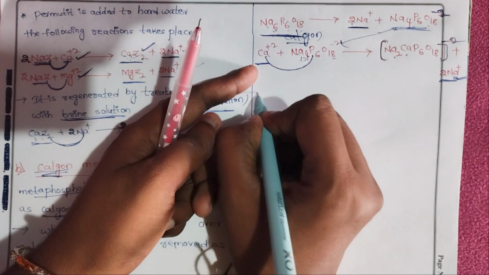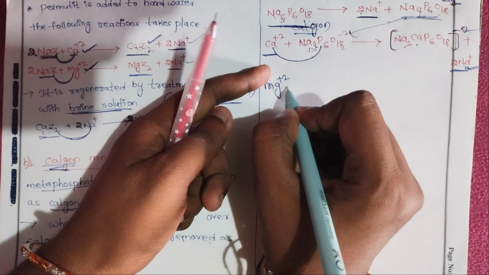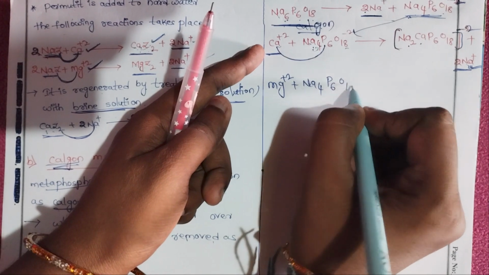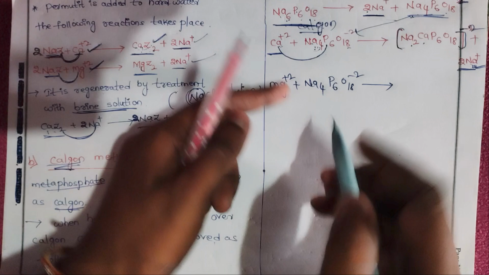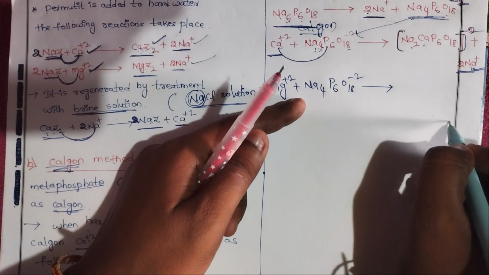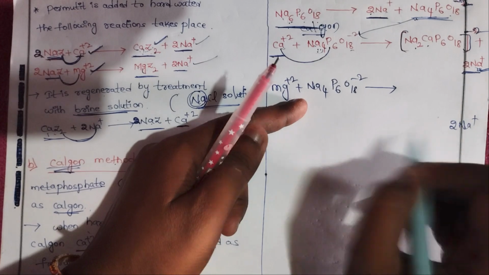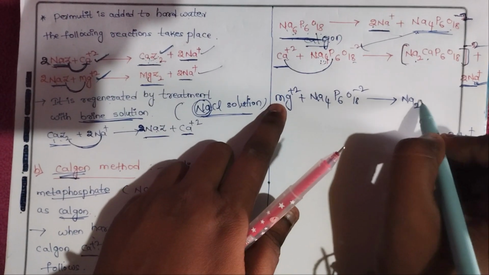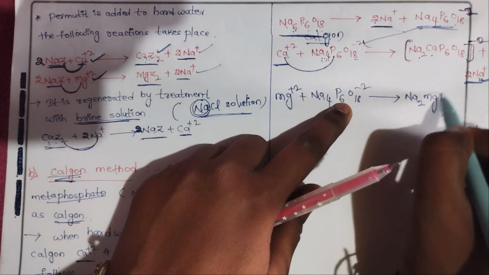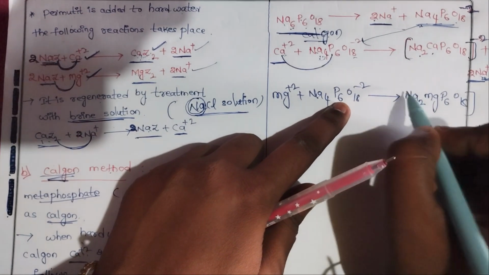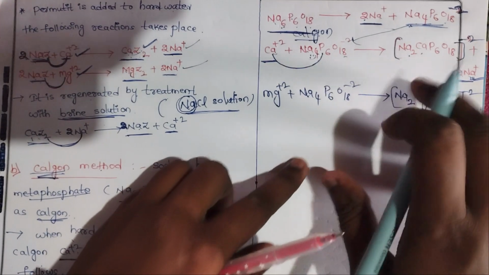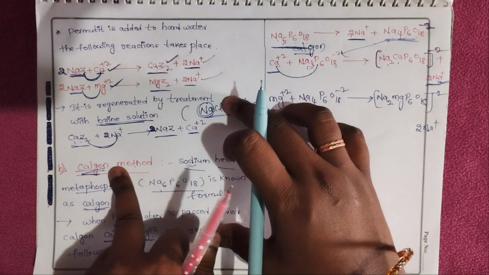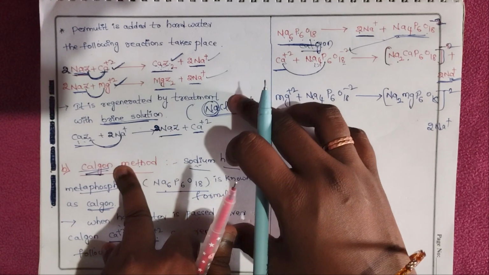We also write it for the magnesium ion. How to write that? We take it by replacing Ca2+ as it is. Na4P6O18 -2. Among these 4 sodiums, we already know that 2 sodiums are removed as Na+. How many sodiums are there? 2. So Na2, inserted magnesium Mg, and as it is P6O18 -2. These reactions occur by which method? Calgon method. These are the 2 important methods for removing hardness of water.